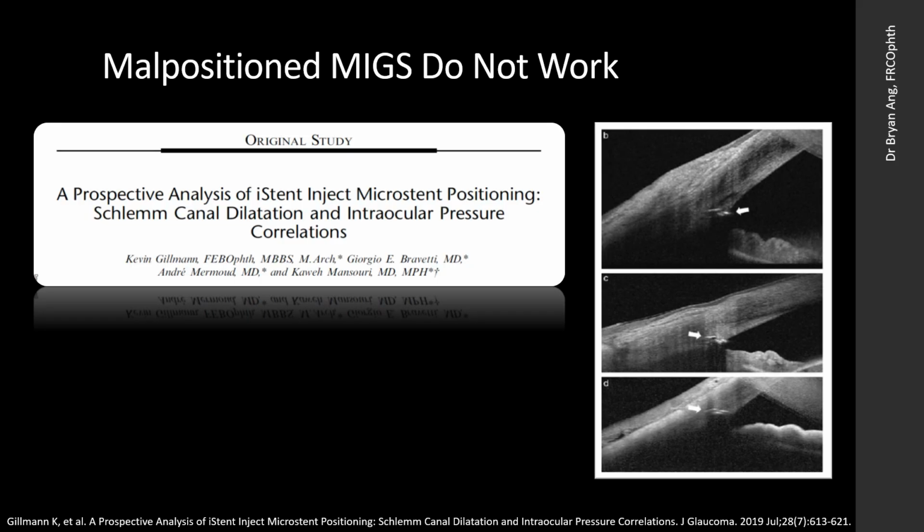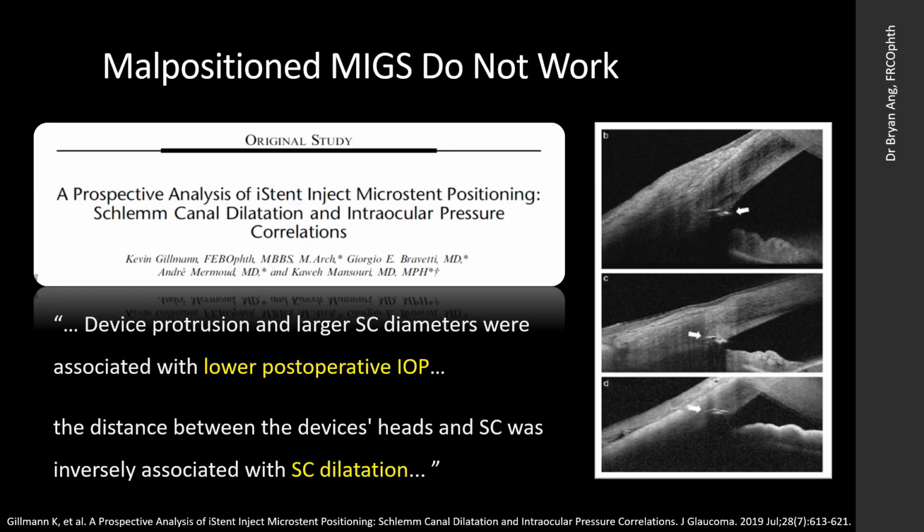Malpositioning of MIGS is important to avoid because there is growing evidence that malpositioned MIGS devices do not achieve optimal IOP lowering efficacy. This study showed that iStent inject devices that were not placed optimally in the angle, as determined by post-operative OCT scans, resulted in suboptimal post-operative IOPs and less dilatation of the Schlemm's canal.